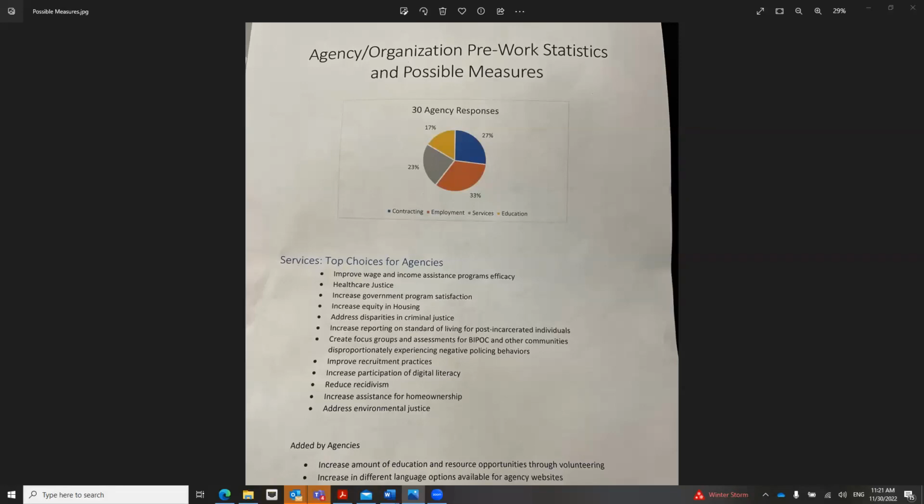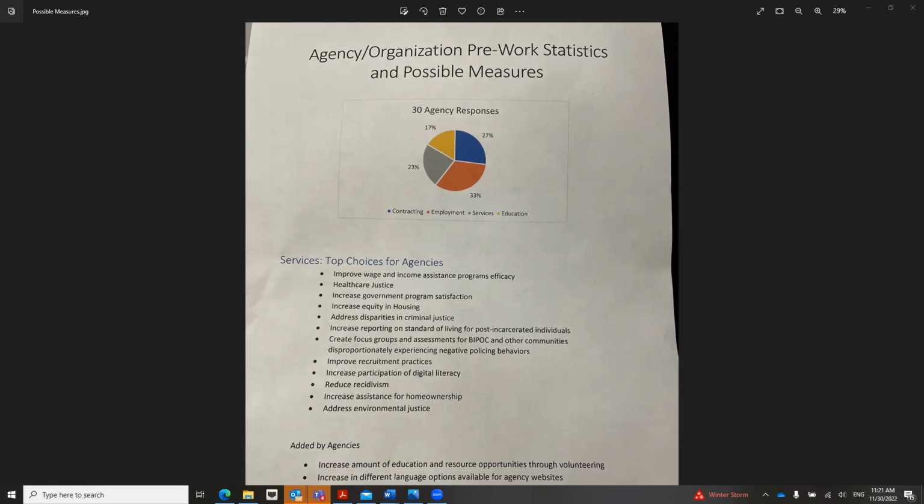And I think that's why down at the very bottom, added by agencies, there's a plug there for increasing language options related to websites. I think it's actually broader than that. I just wanted to make a quick plug, or maybe even ask that we could have a quick discussion, where people could share about the things that they see here that resonate with them.